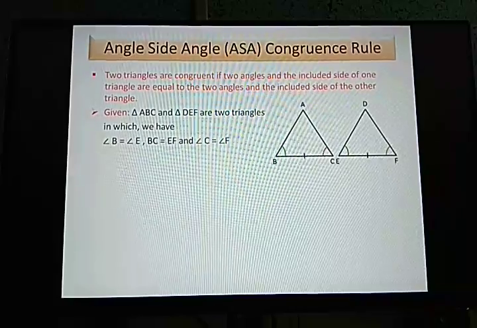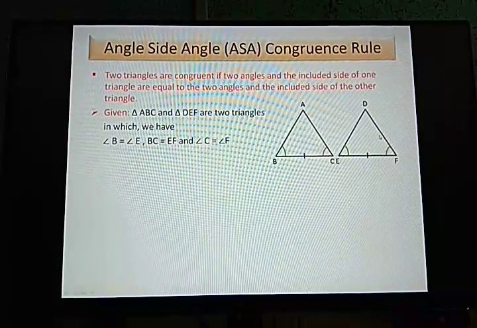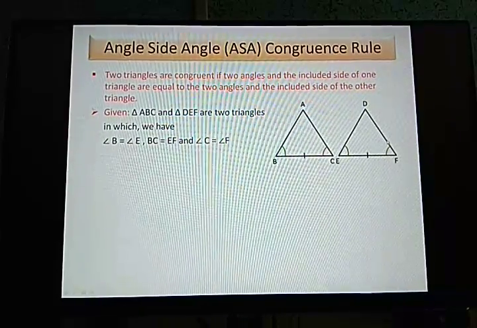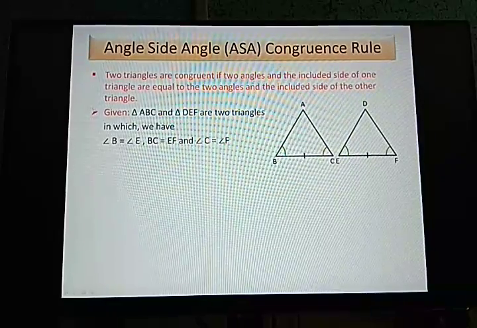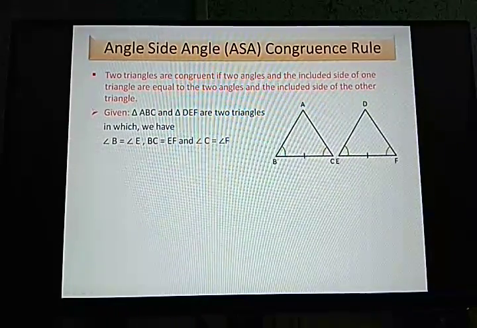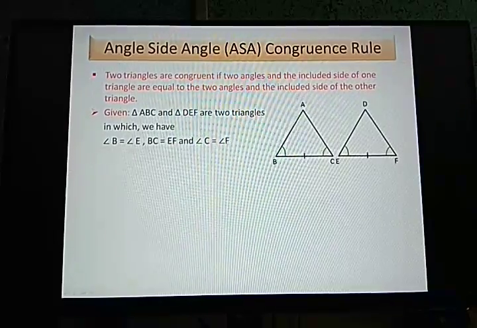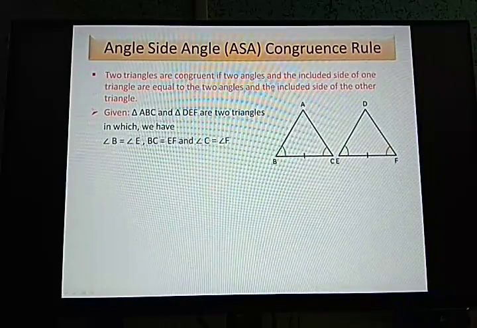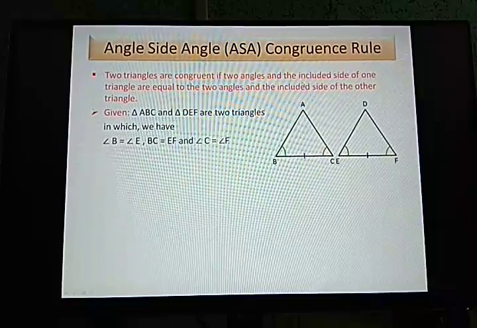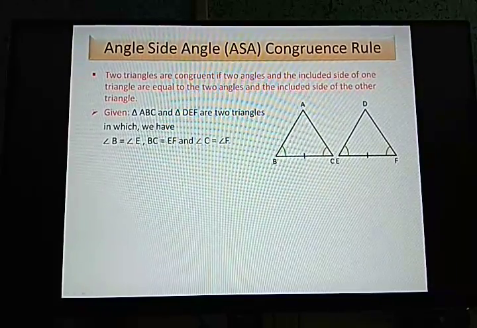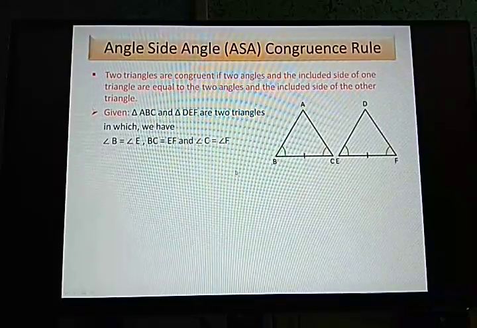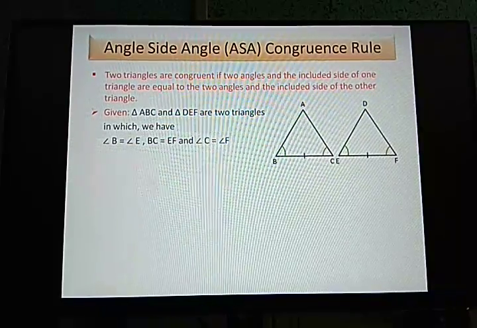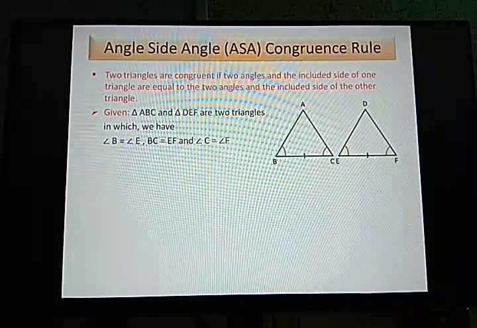And while we prove that this triangle is congruent to this triangle, we will be using some other congruence rule to prove that. We will not be using this congruence rule because we have to prove this congruence rule. And for proving the congruence rule, we use the help of another congruence rule. Clear? So as we go forward with this congruence rule, you will understand.